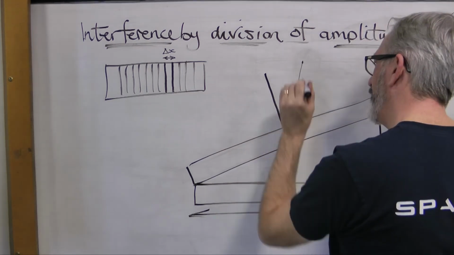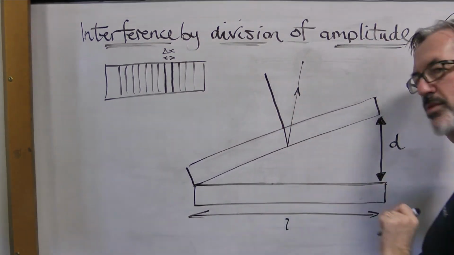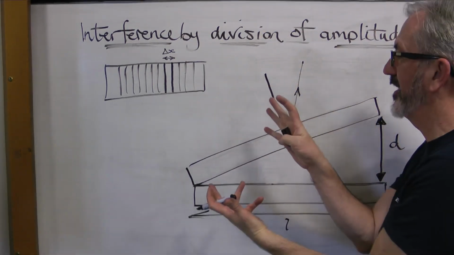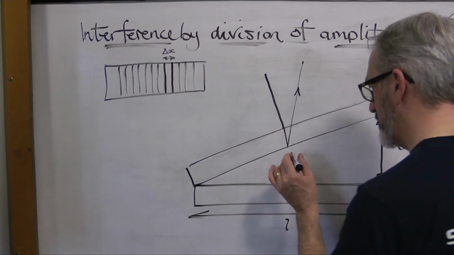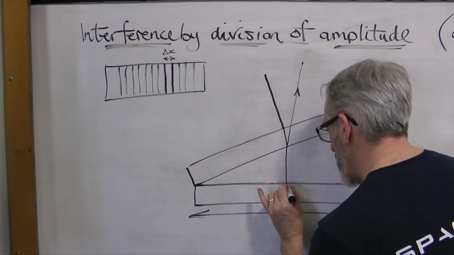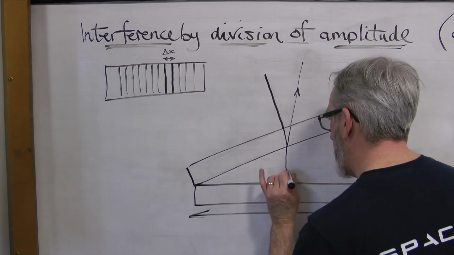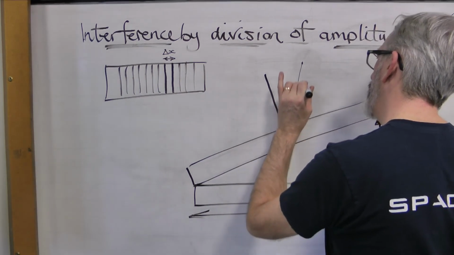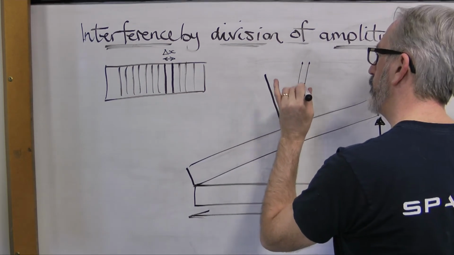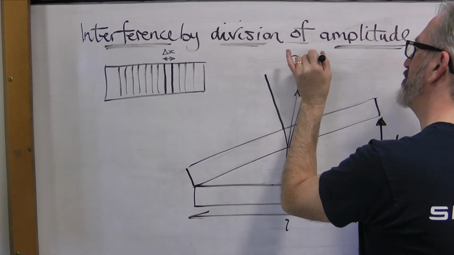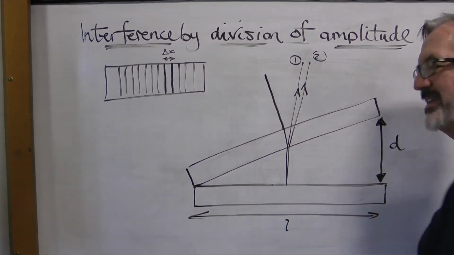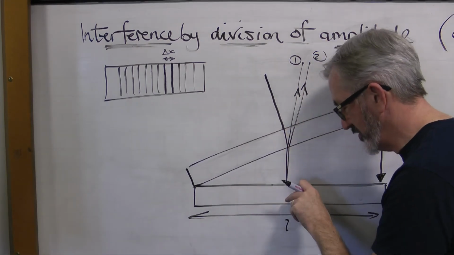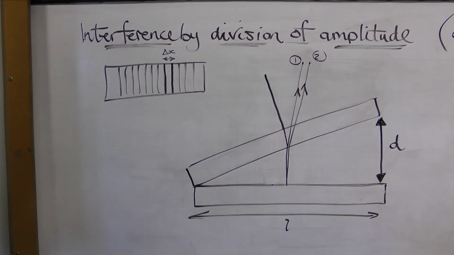Some of that wave reflects from the bottom surface of the top glass slide. So some of that energy, the amplitude of the wave, has been divided. Some of the energy is reflected from that surface and some of the energy passes down through the air wedge, reflects from the top surface of the bottom slide, and these two waves interfere with each other. It's called interference by division of amplitude because that amplitude is divided.